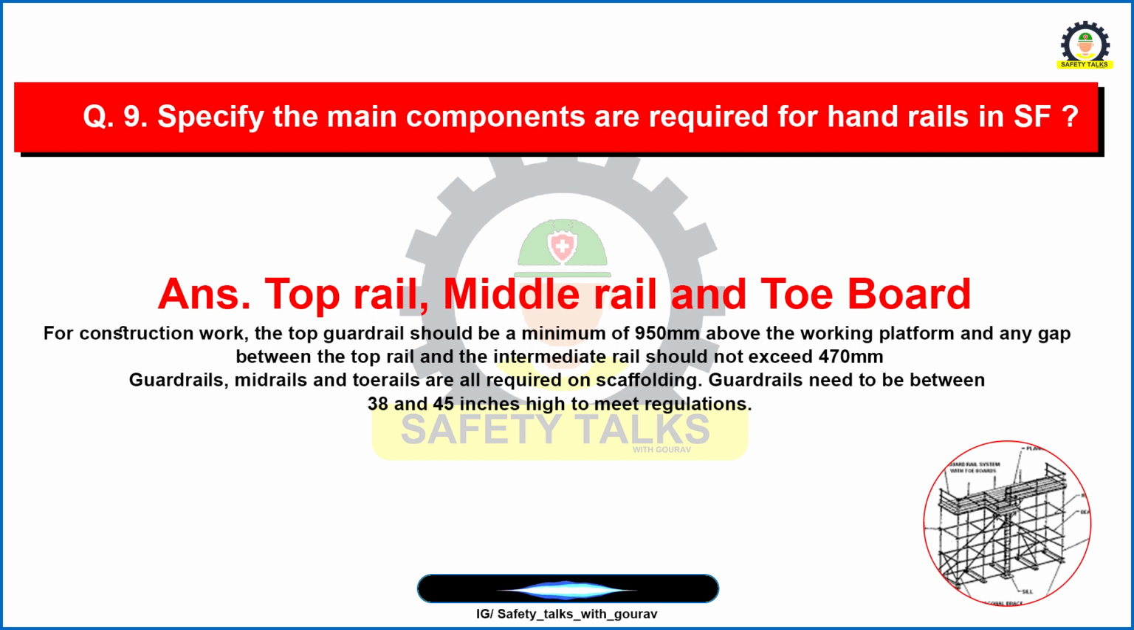For construction work, the top guardrail should be a minimum of 950 mm above the working platform, and any gap between the top rail and the intermediate rail should not exceed 470 mm. Okay, 470 mm for guardrails. Mid rails and toe rails are all required on scaffolding. A guardrail needs to be between 38 and 45 inches high to meet regulations. Okay, so now move on to the next question.